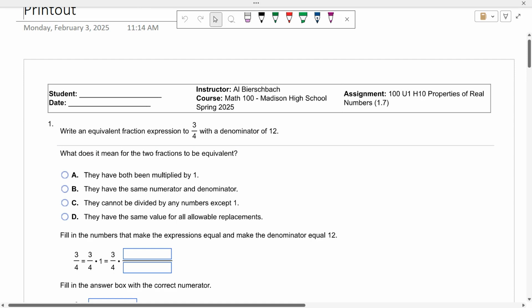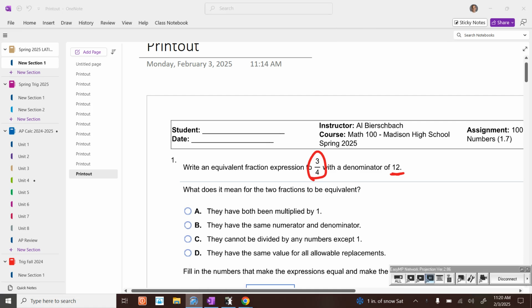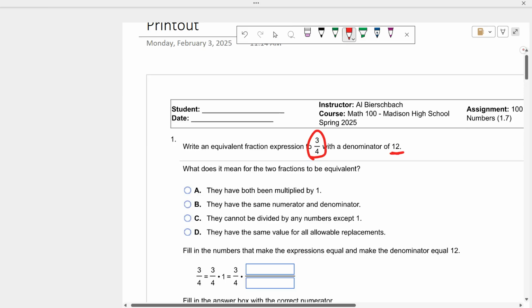Okay, we're working with properties with real numbers. So you have a fraction of 3/4. You want to have a denominator of 12. Whoops. We got to project. Boom. How's that? That looks better.